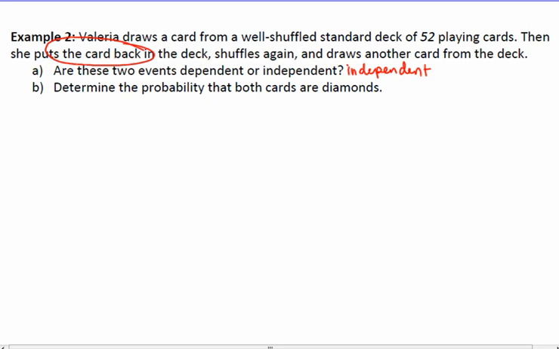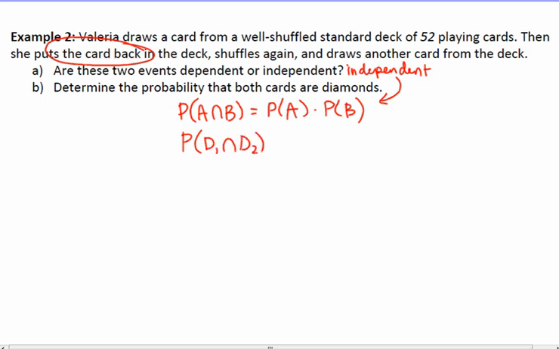So the formula is really easy. It says determine the probability that both cards are diamonds. In an independent event, the probability of A and B occurring, they're completely separate, there's no overlap. So we have the probability of A times the probability of B. There's no "given" because we put the card back. So in terms of diamonds first and diamonds second, it's the probability of diamonds first times the probability of another diamond.